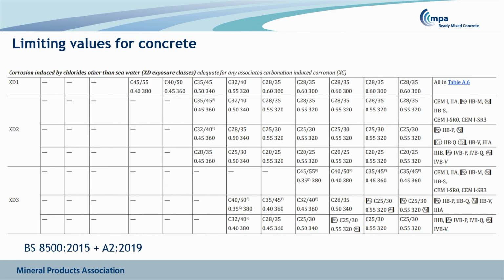And so, if we're looking at these limiting values, this is from the previous version of the standard. We can see you would select, for example, XD3. The cover isn't on here because that was at the top of the page of this graph, but that would probably be a nominal cover of 45 millimetres. And you could look at the available cement types and generate your limiting values. So C35/40, minimum 380, 0.4.